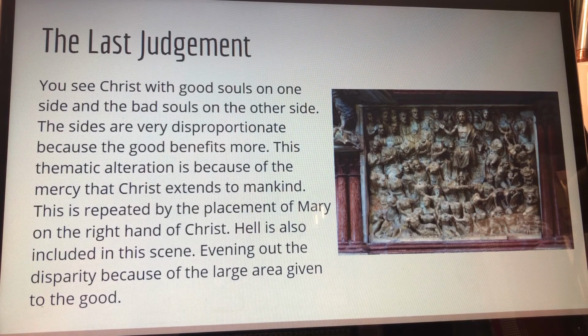And the last one is the Last Judgment, as seen right here. And yeah, I believe that to be 3 colonnettes. You see Christ with good souls on one side and the bad souls on the other side, and the sides are very disproportionate because the good seems to benefit more. And this thematic alteration is because of the mercy that Christ extends to mankind. This is repeated by the placement of Mary on the right hand of Christ. Hell is also included in the scene, kind of evening out the disparity because of the large area given to the good.